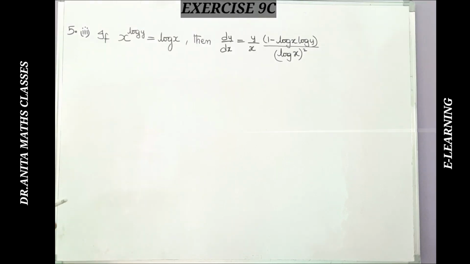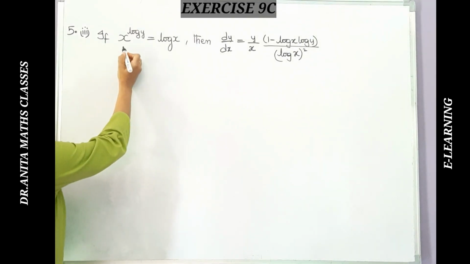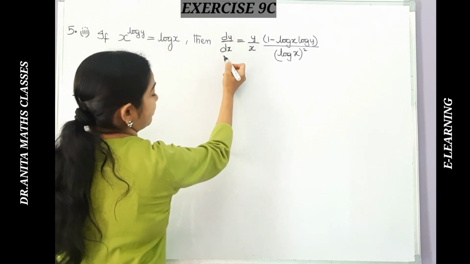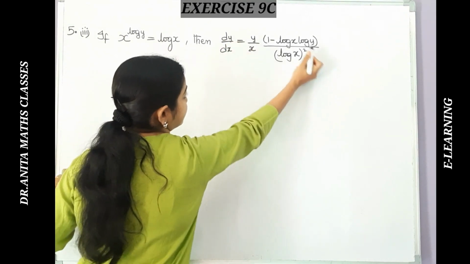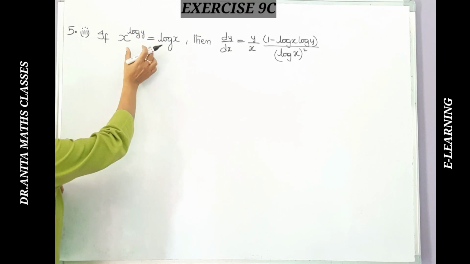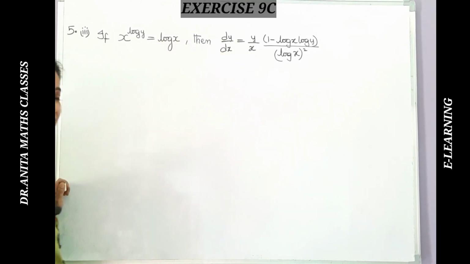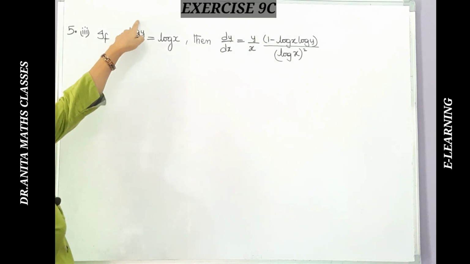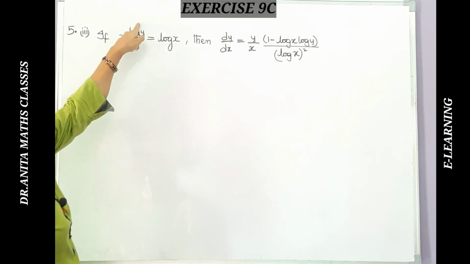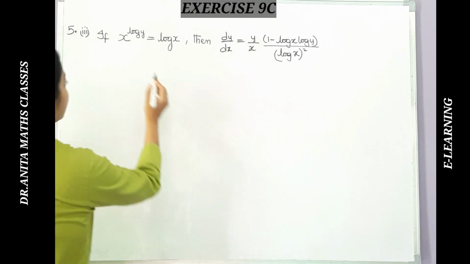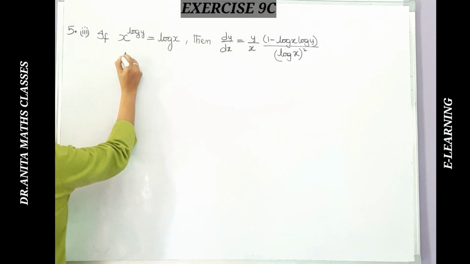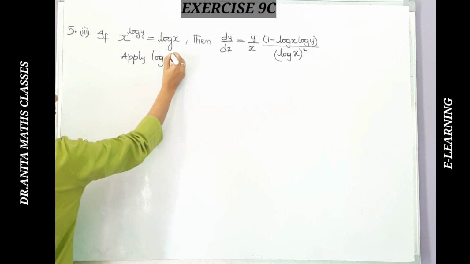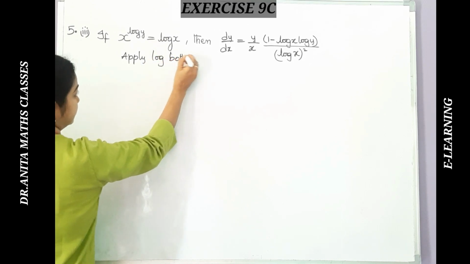The third problem here: if x raised to the power of log y is equal to log x, then dy upon dx is equal to y by x, and this part here. We have to start with this and prove this. When log functions are already there, but we have an exponential function, something to the power, again we need to apply the log. Applying log on both sides.